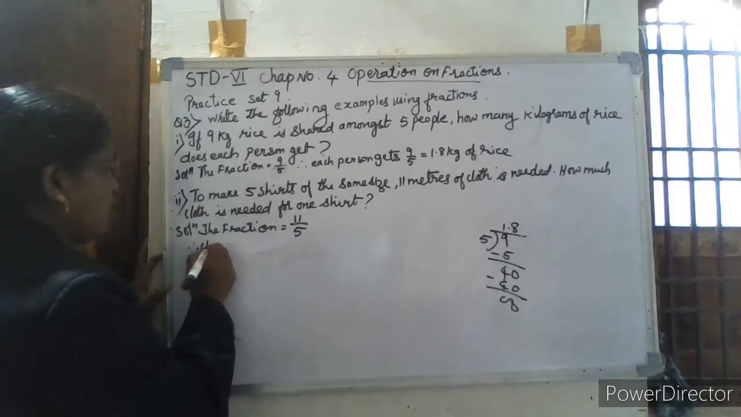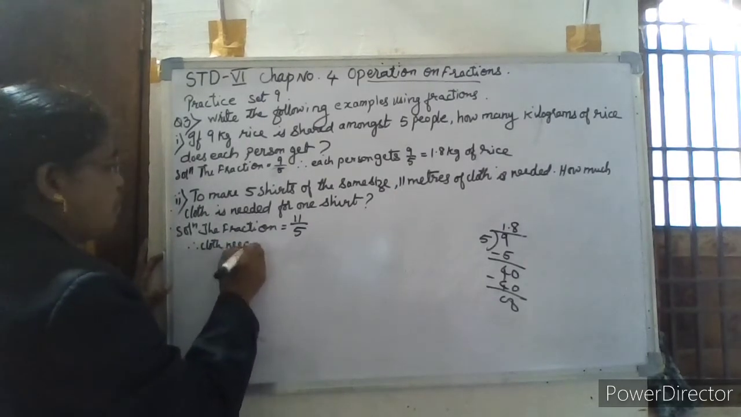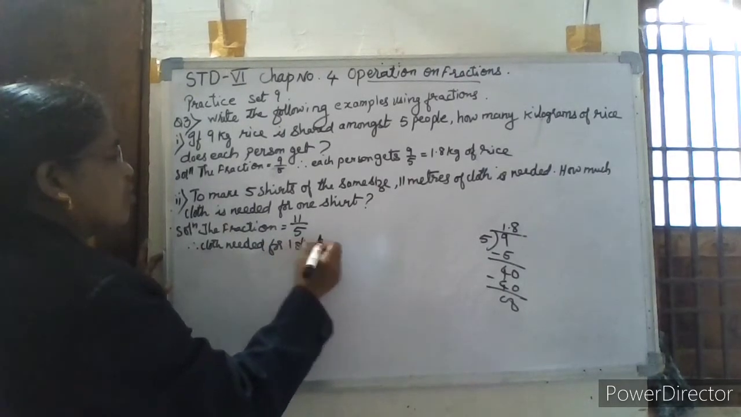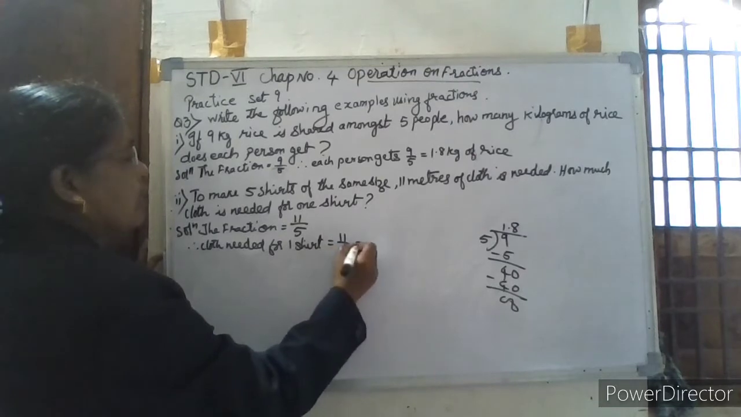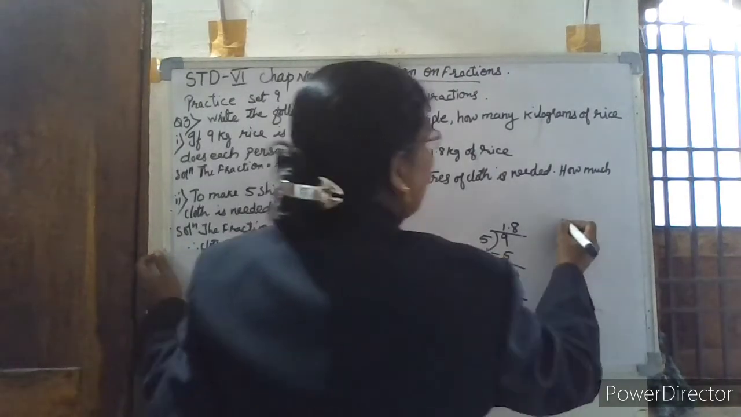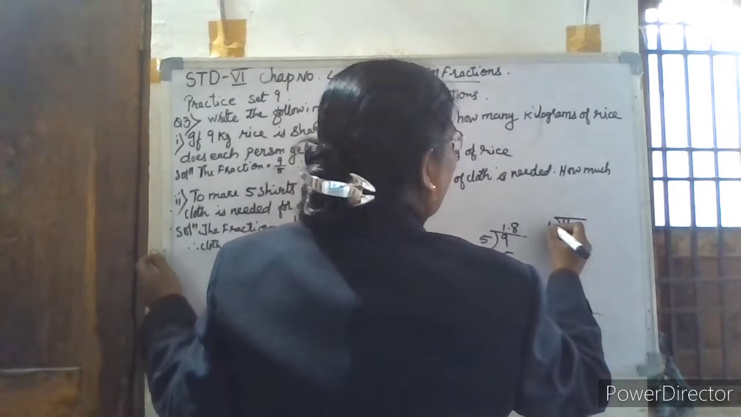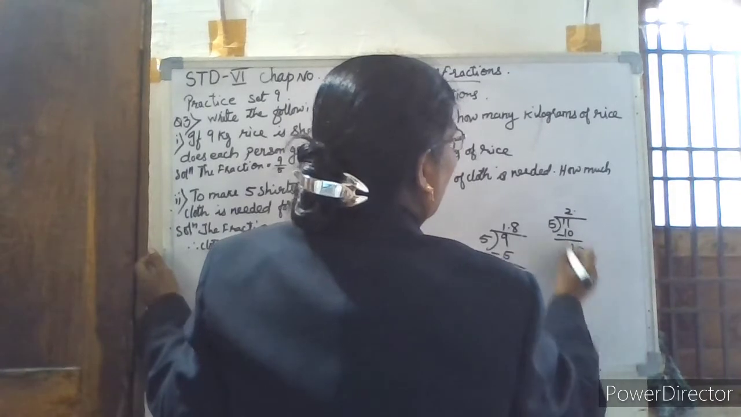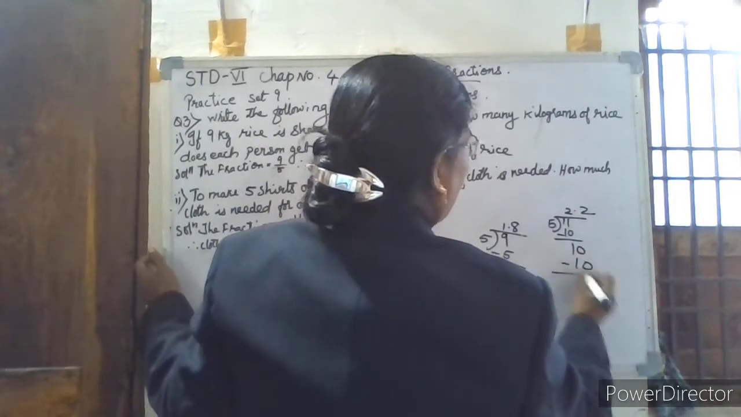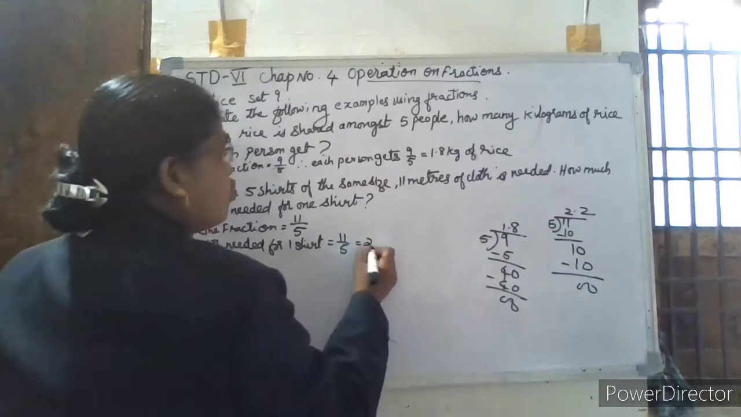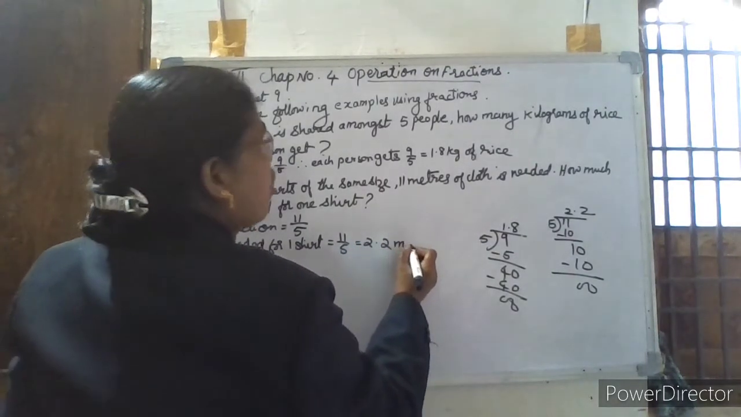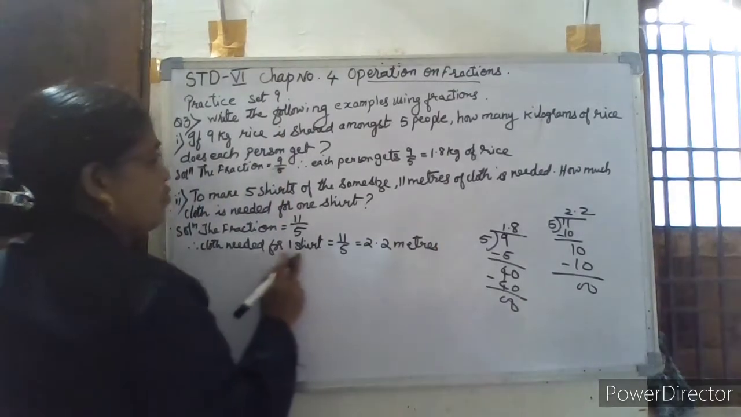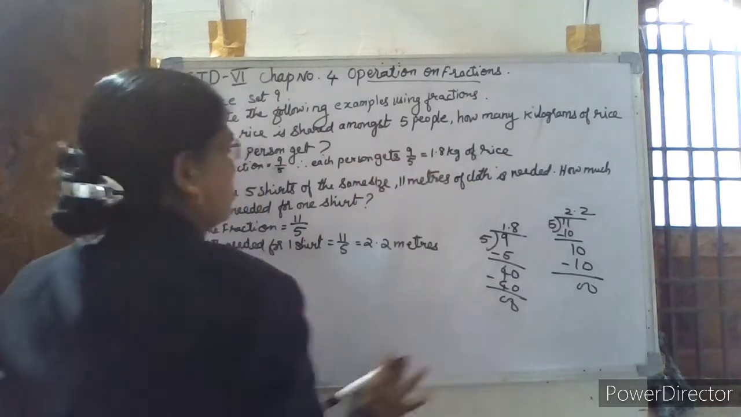Therefore, cloth needed for one shirt is equal to 11 by 5. That is, by division, 11 divided by 5. 5 2s is 10. Minus, 1 remains. Put a point, take a 0. 5 2s is 10. Minus, 0. So that is equal to 2.2 meters of cloth. Therefore, cloth needed for one shirt is 2.2 meters.